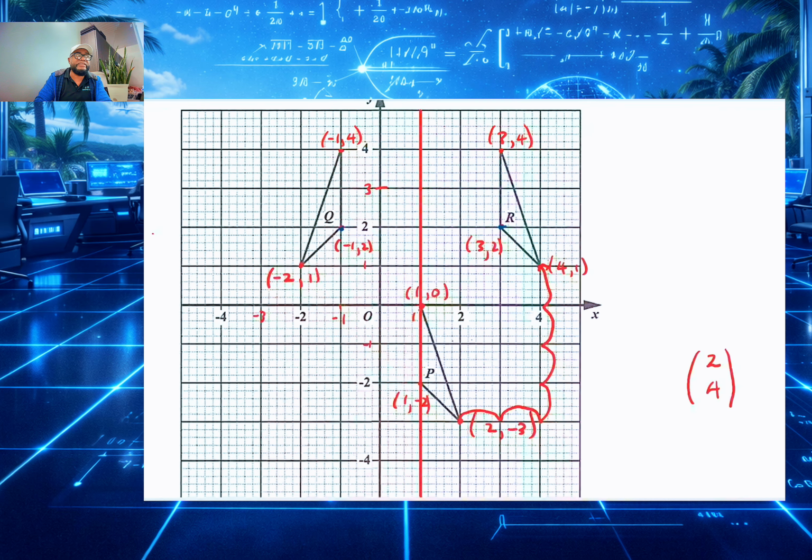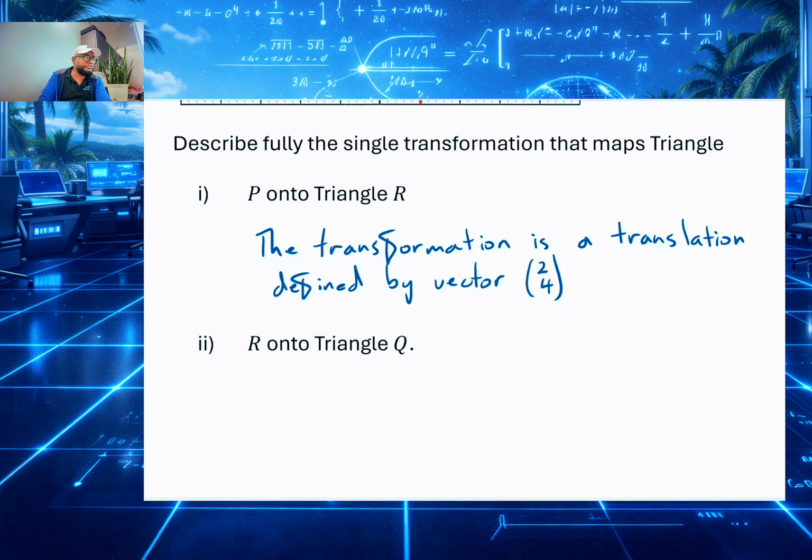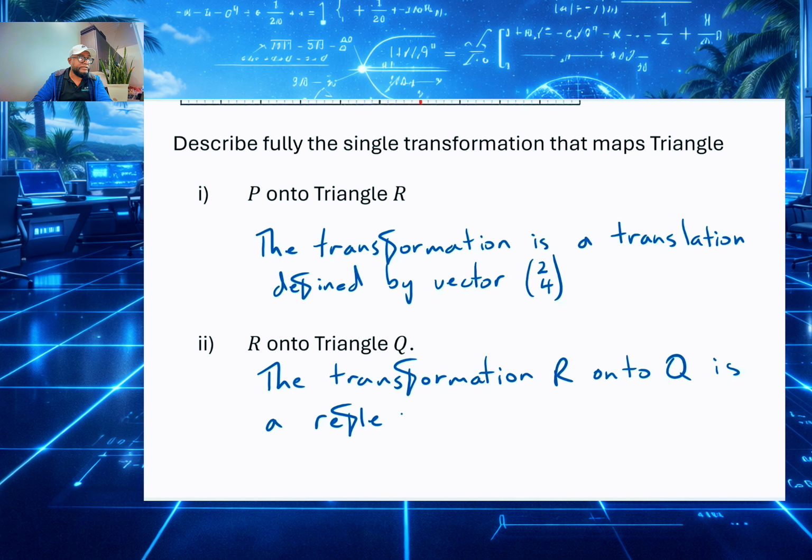So what is the equation of this line? What is the value of x that this vertical line is passing through? 1. Not negative 1 at all. X is equal to 1. R onto Q. So the transformation, a reflection.